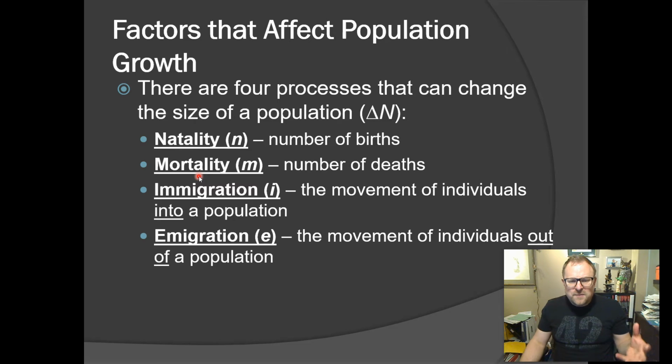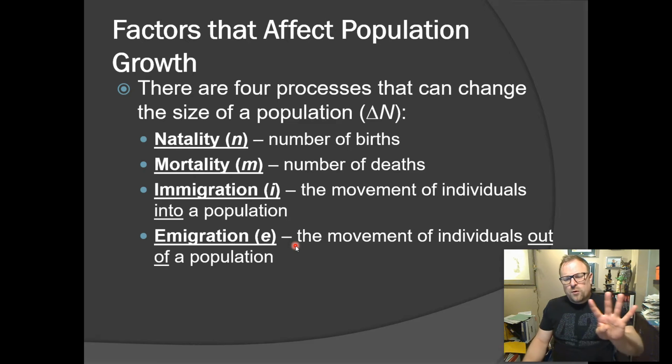But we also have to consider immigration and emigration. Immigration is the movement of individuals into the population. Immigration starts with an I, so that's why I remember I starts with in, so we end up with in. And then emigration, the movement of individuals out of a population.